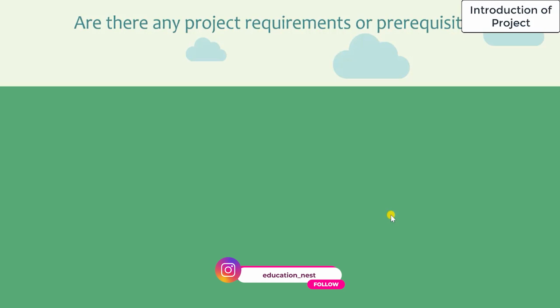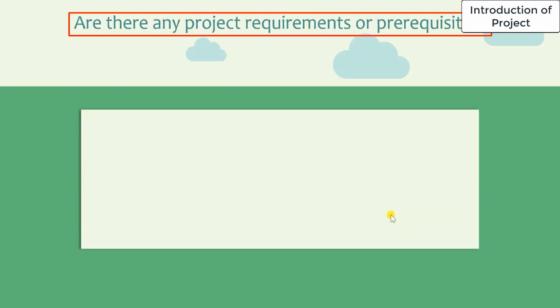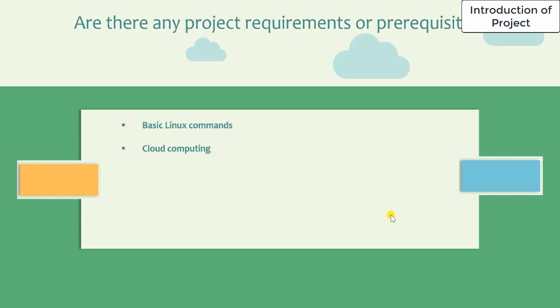Keeping in mind all these things that we are going to do in this project, are there any project requirements or prerequisites? We have: the student should know basic Linux commands. They must have a basic idea of cloud computing. Then what Git and repositories are, like GitHub or Bitbucket, then Jenkins, and a monitoring tool like Zabbix, since we are using Zabbix. It's not required to go for Zabbix only.